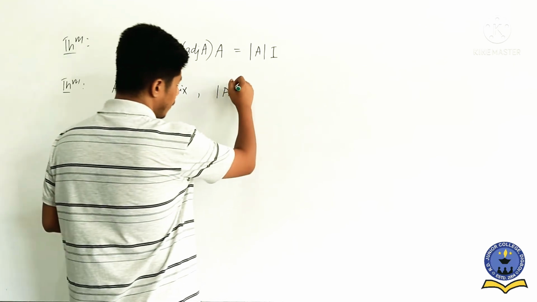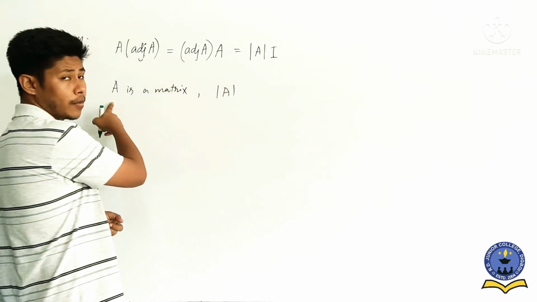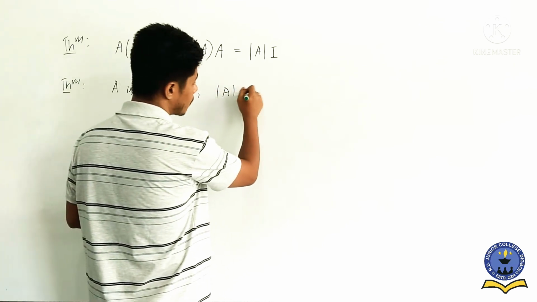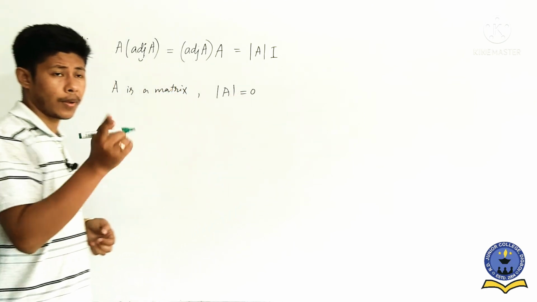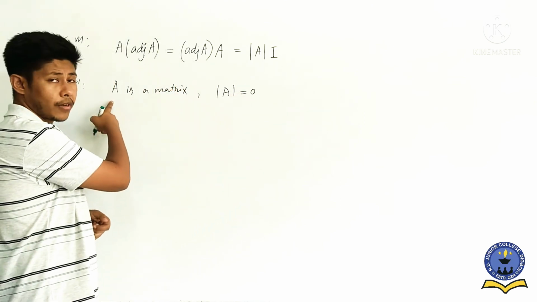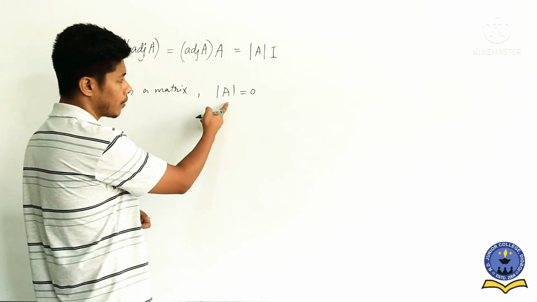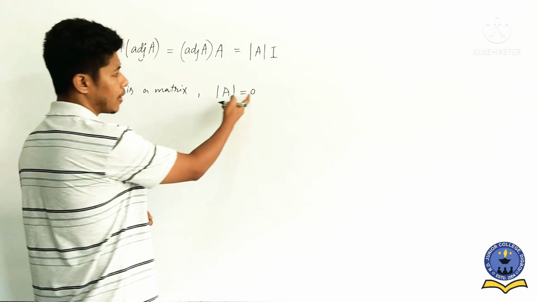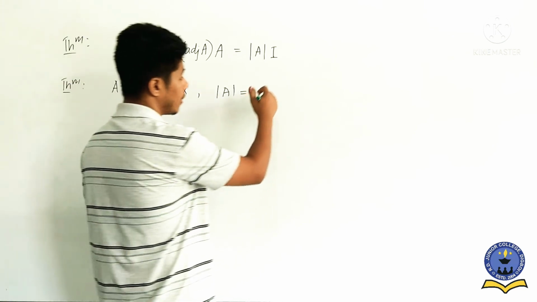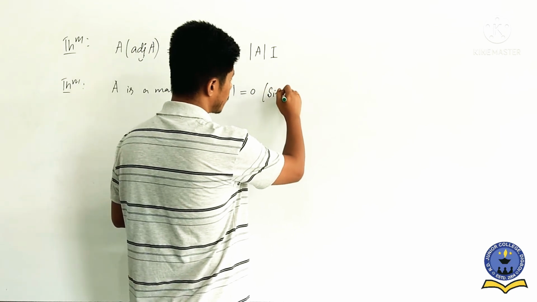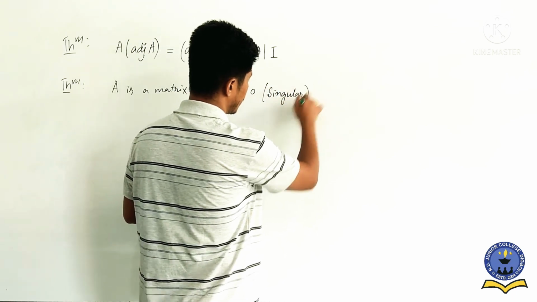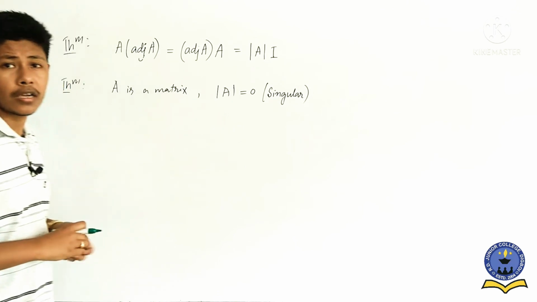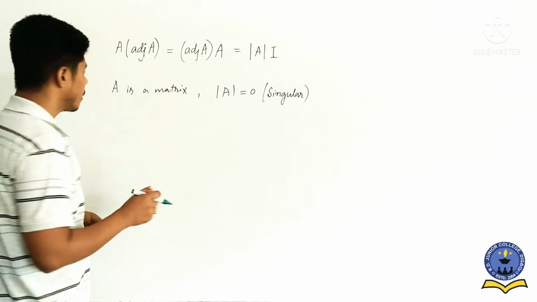So if we find the determinant of the given matrix, and if this value is equal to 0, remember, then it is known as a singular matrix. Singular matrix. Is it clear?